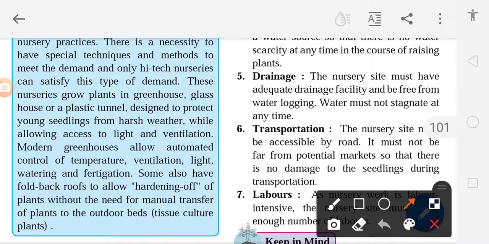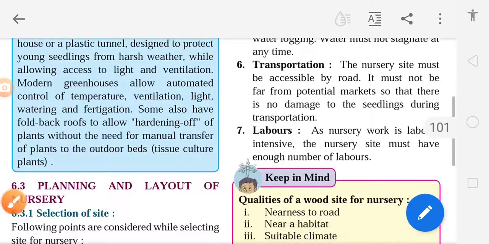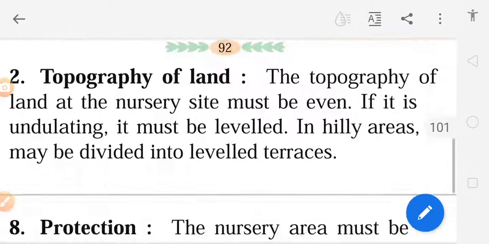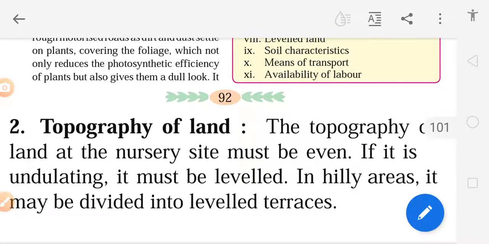seedlings. Now transportation: in the case of transportation, the site should have road facilities, and there should be some potential market available in the vicinity. Then only the transportation charges can be reduced. Last one, that is the laborers. Laborers are required, and the laborers in a nursery should be skilled laborers, means they should be in a position to perform different activities like budding, grafting, layering, and all these things.